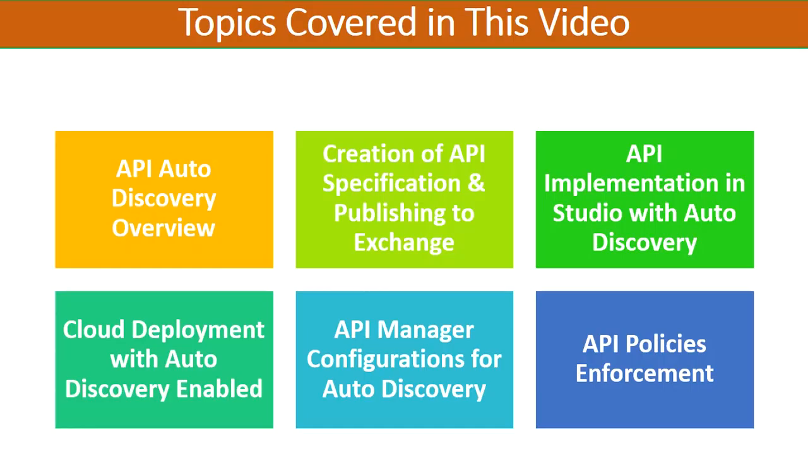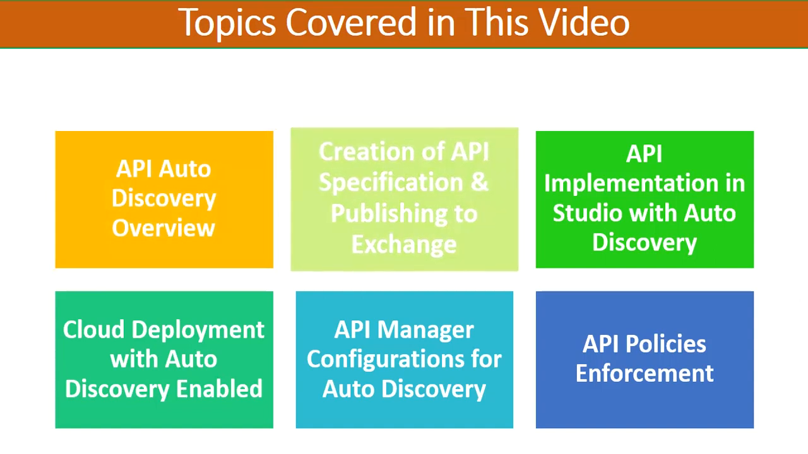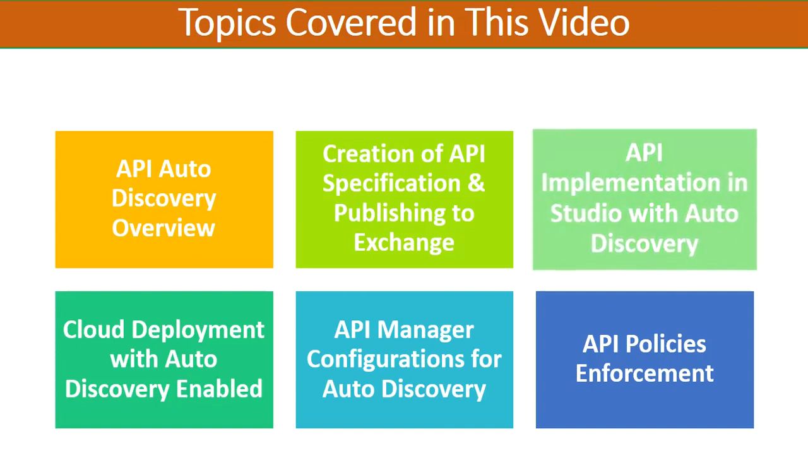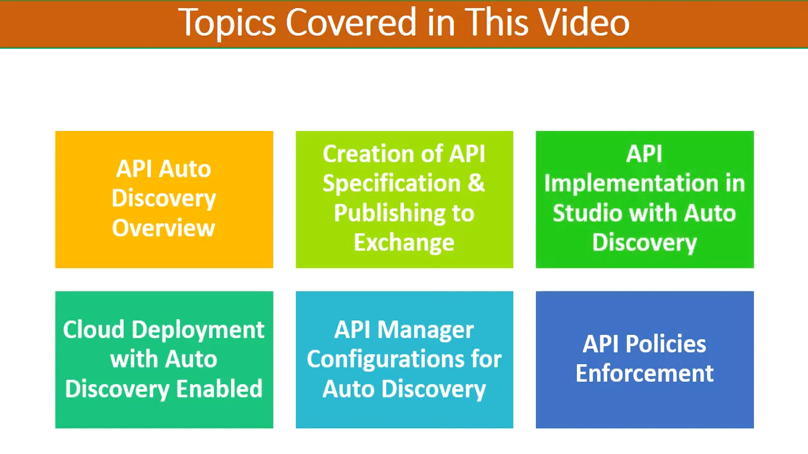Let's look at the details of the topics that we are going to cover in this video tutorial. First of all, we will have a theoretical overview of API Auto Discovery, where I will explain the basic concepts associated with it. After that, we will see how we can do the actual implementation, where I will be creating a RAML API specification in the Design Center, and I'll push that to API Exchange.